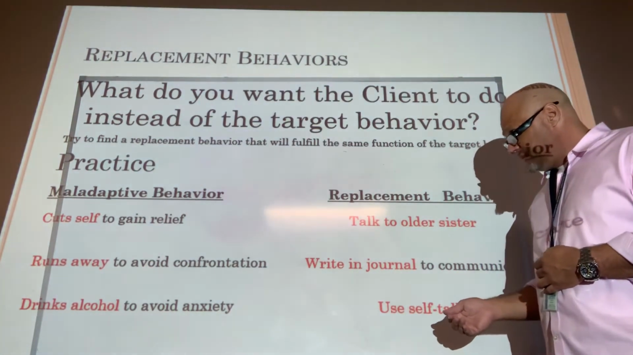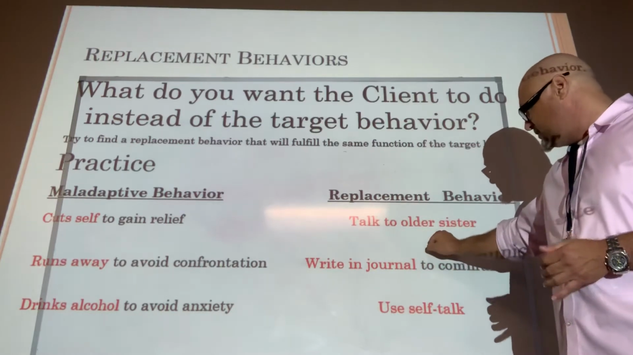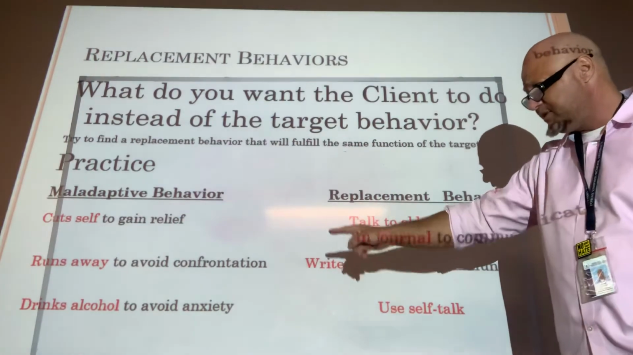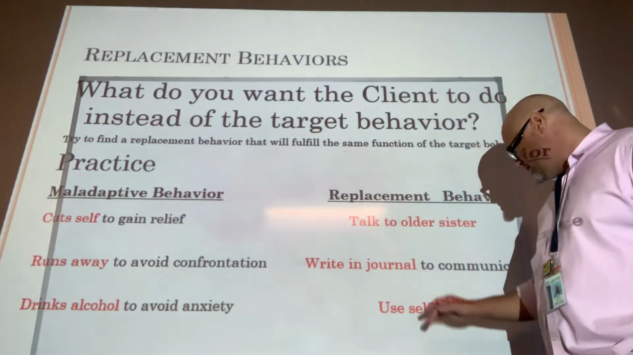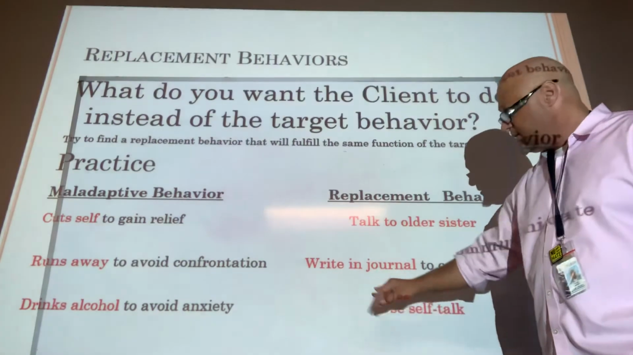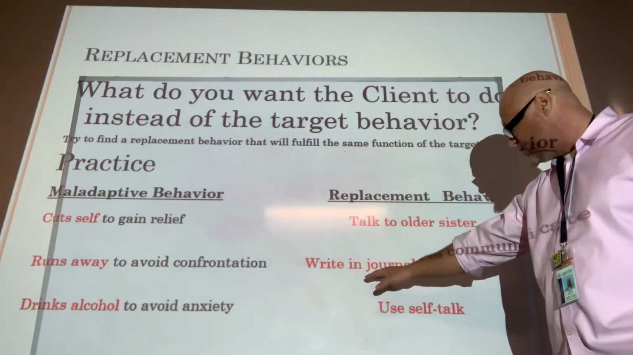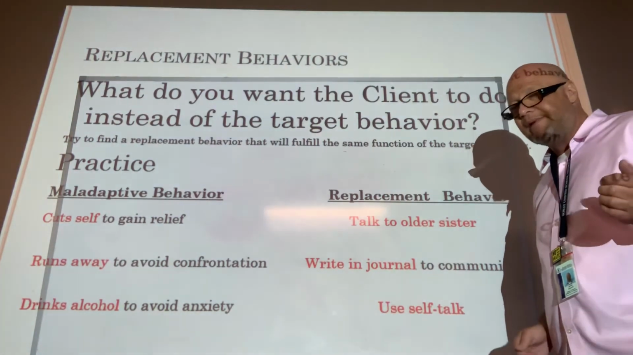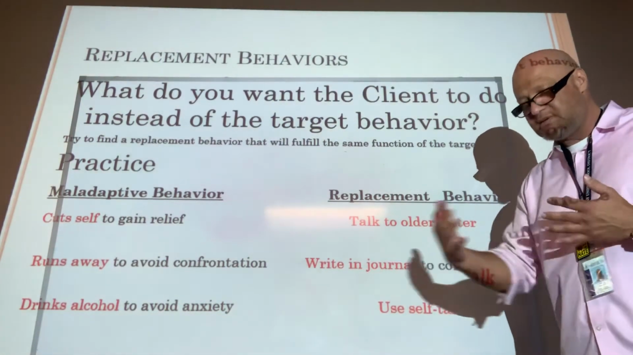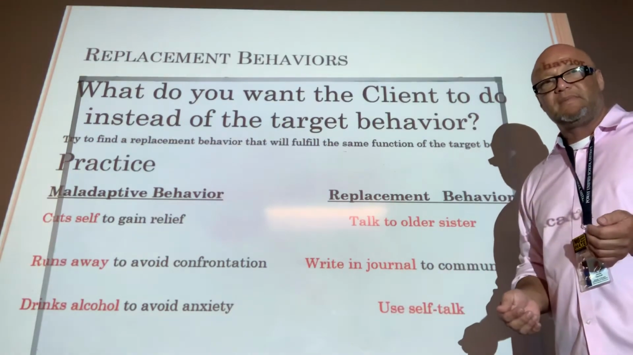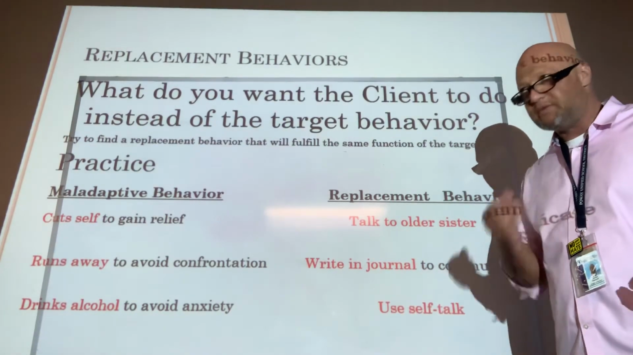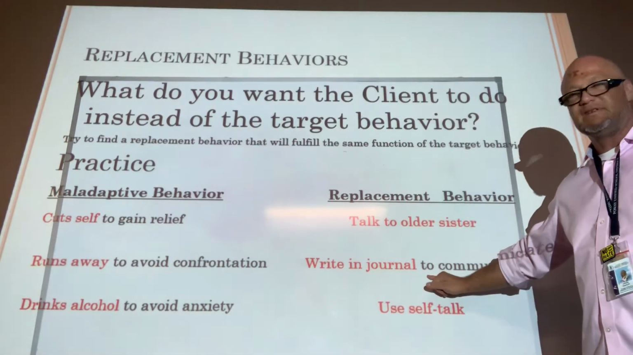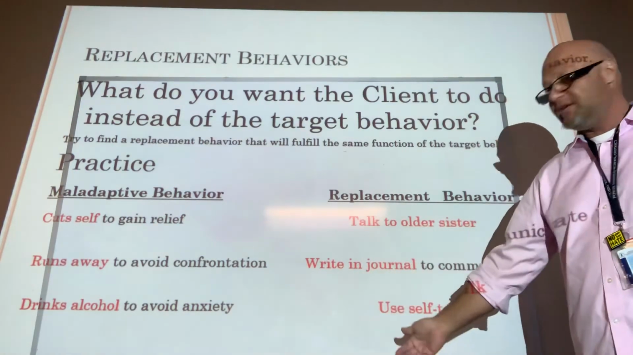So we talked about a talking plan for the cutting. In this one, we have somebody who runs away to avoid confrontation. Instead of running away, maybe he or she can write in a journal to communicate without having to have that confrontation. It's not perfect. We want people to be able to advocate and be assertive and express their needs without running away. However, this is a good step towards that versus a very maladaptive behavior.